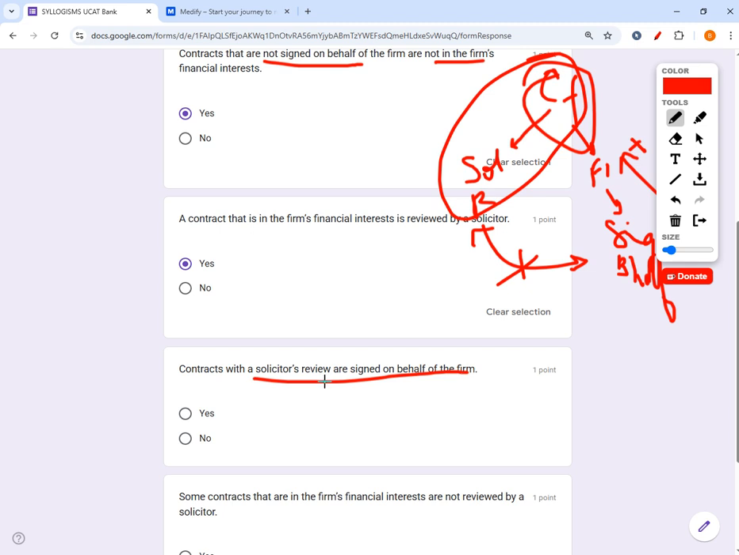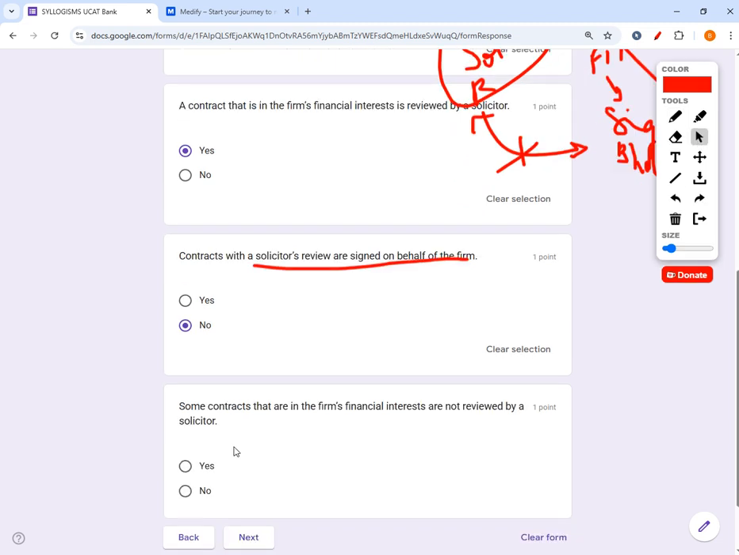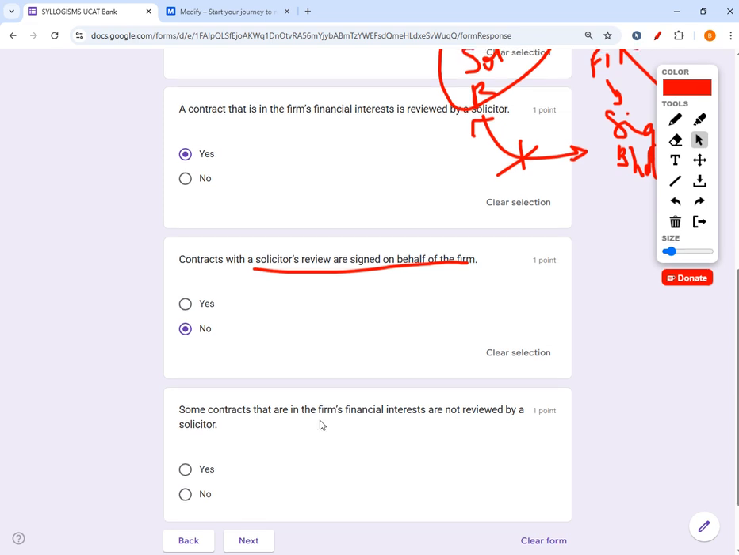Contracts with solicitor's review are signed on behalf of the firm. No clue whatsoever. It's only if it's a financial interest you are allowed to sign on behalf of the firm. Ready? So answer is, again, we'll say big fat no. All right, moving on. Some contracts in the firm's financial interests. Some contracts which in the firms are not reviewed by solicitor.